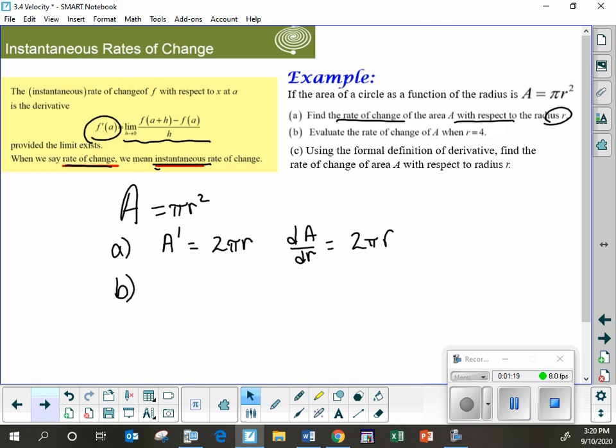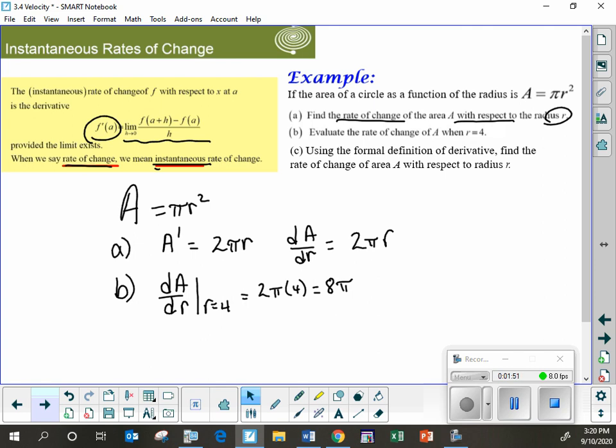Nice. B, evaluate the rate of change of area when r is 4. Oh, that's not so bad. So I want to look at the rate of change of area when r is 4. So that's that nice notation there. And I'd have 2 pi times 4, so I'm getting 8 pi. And what would the units be? They didn't give us any units. I guess we'll skip that. It would be units per time, whatever that happened to be.